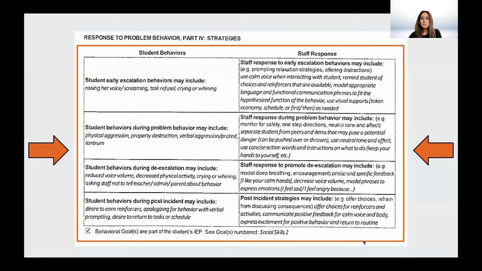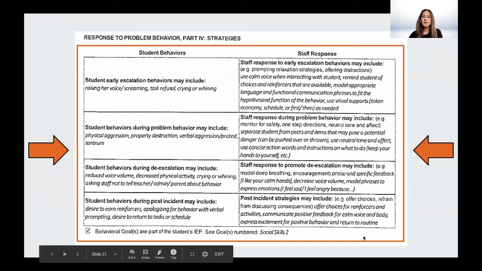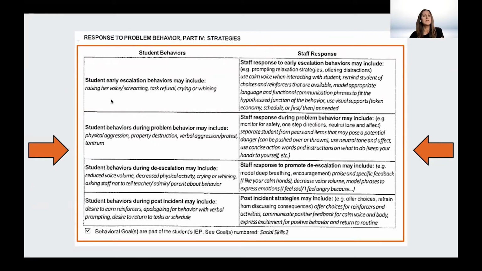And this is the component of the IEP where you'll see this chart where we have in one column the student behavior in the different cycles. So the student early escalation behavior looks like, for example, the student raising her voice, screaming, task refusal, crying or whining. And the staff response is to use a calm voice when interacting with the student, remind her of the choices and reinforcers that are available, model appropriate language and functional communication phrases that are, again, meeting that function of the behavior, maybe using visual supports as needed.